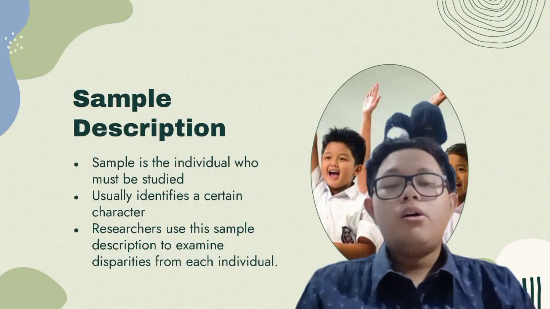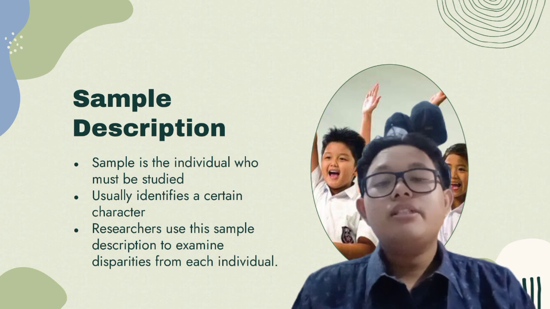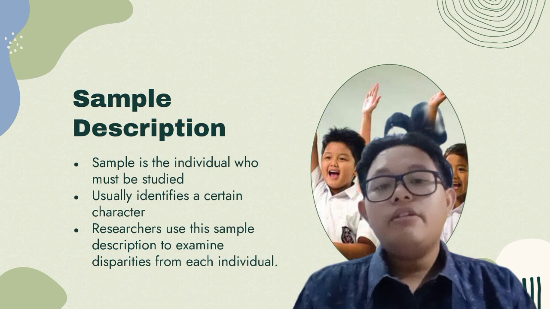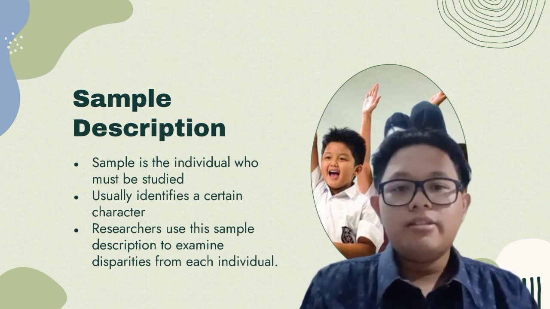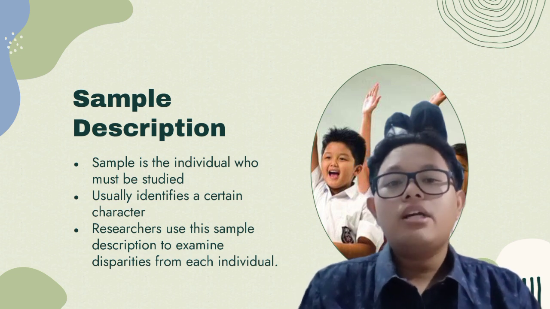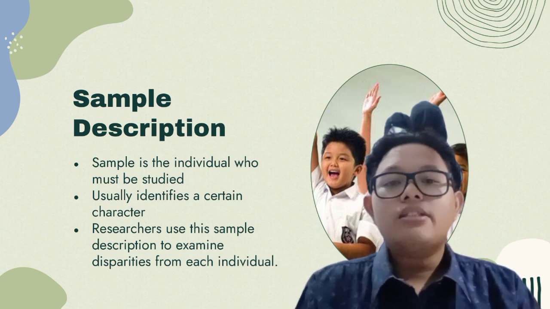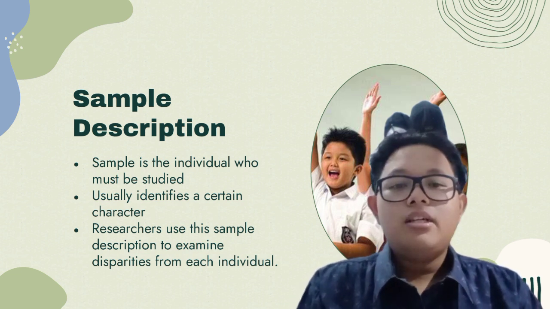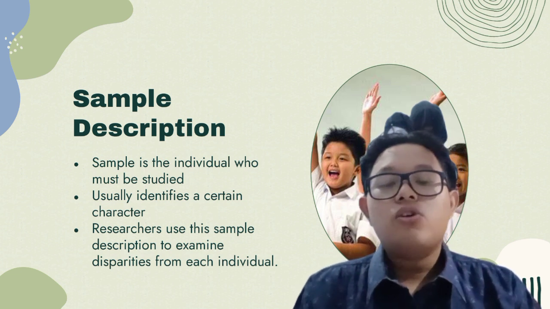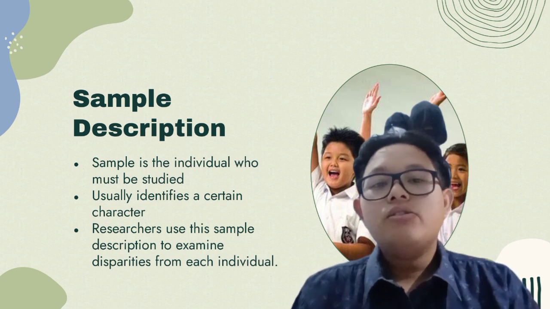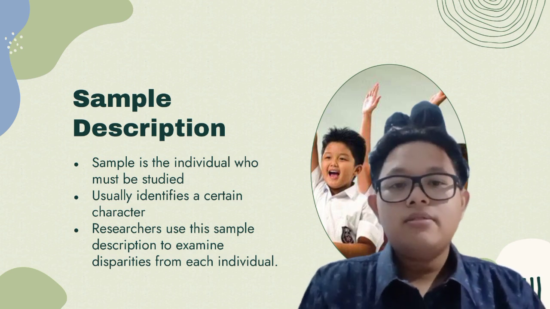Okay, now I will talk about sample description. The sample here means individuals. The individuals studied are referred to as the sample. Certain characteristics of individuals are usually identified as important to the research problem. Several characteristics need to be identified by a researcher for the sample, like age, gender, socioeconomic status, and educational background. Usually, researchers use this sample description to examine disparities between individuals.